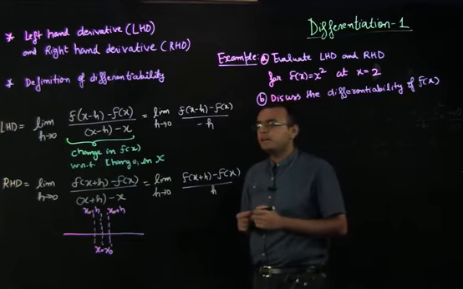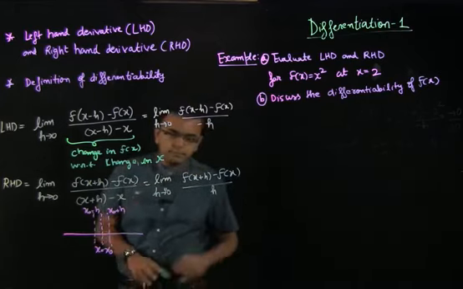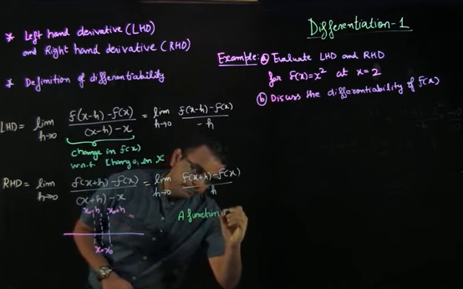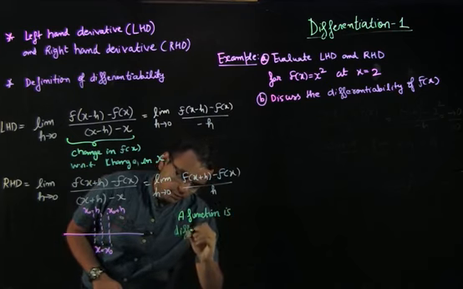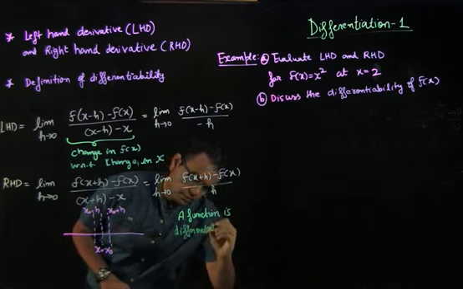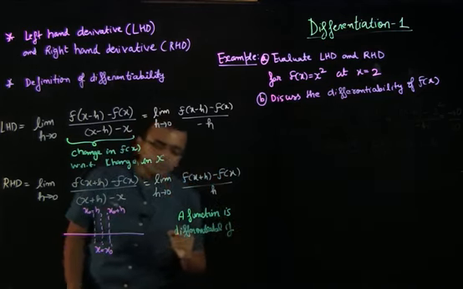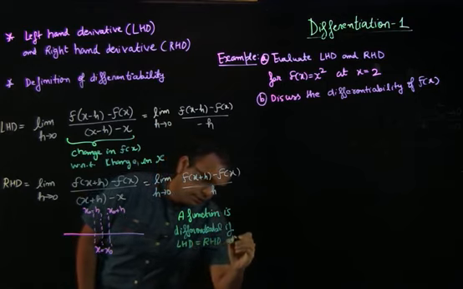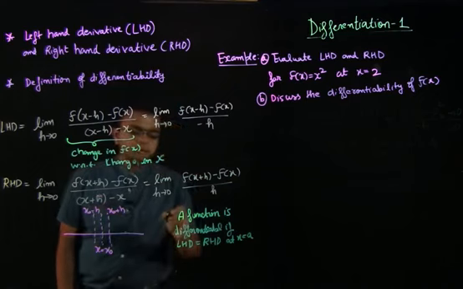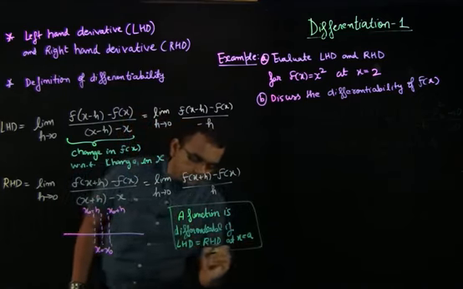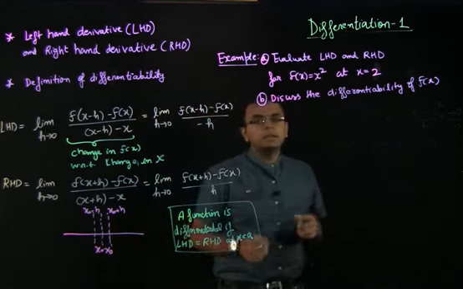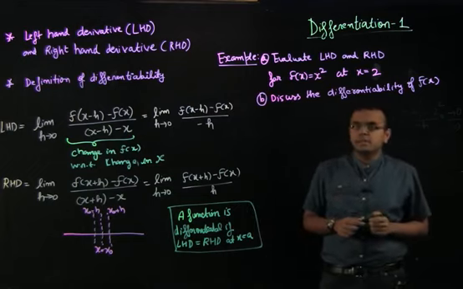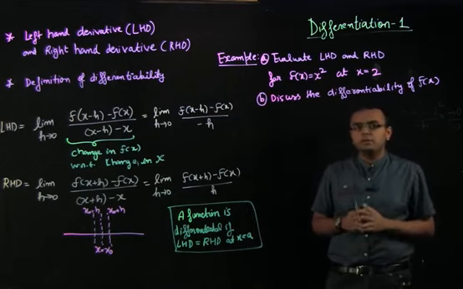Now, we say that a function is differentiable if LHD is equal to RHD at x equal to a. So, if we want to define differentiability, we say that a function is differentiable at x equal to a if LHD is equal to RHD, and that is how we will solve this problem, just as a simple example of discussing LHD and RHD and how we evaluate these things.